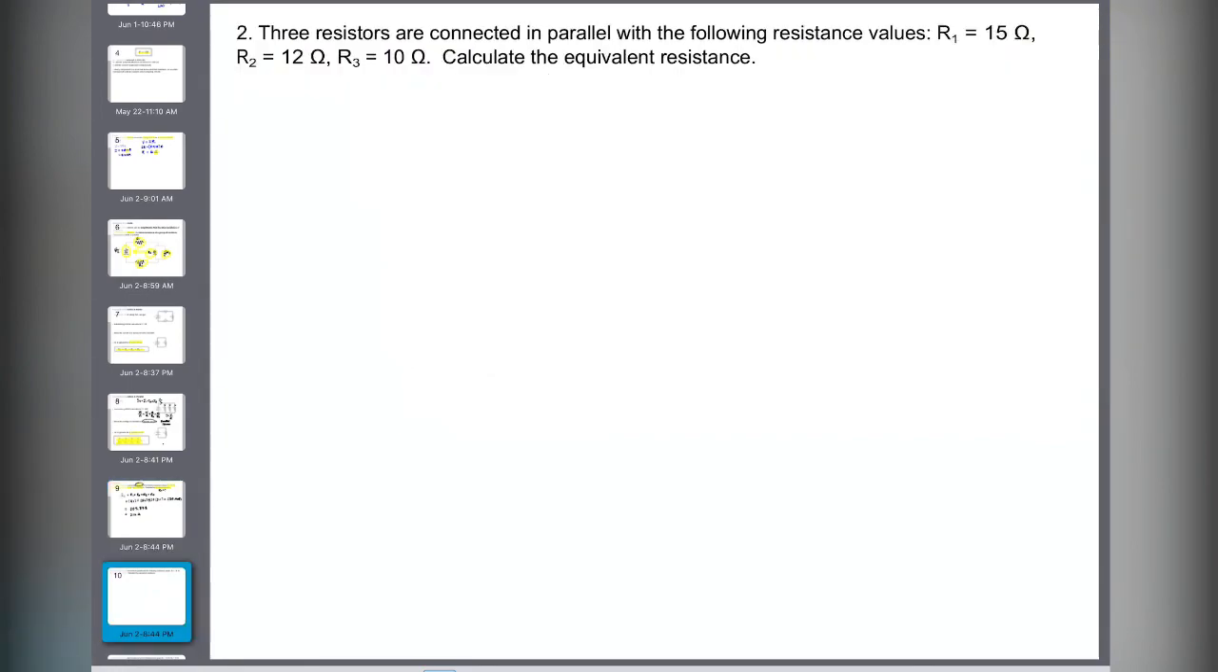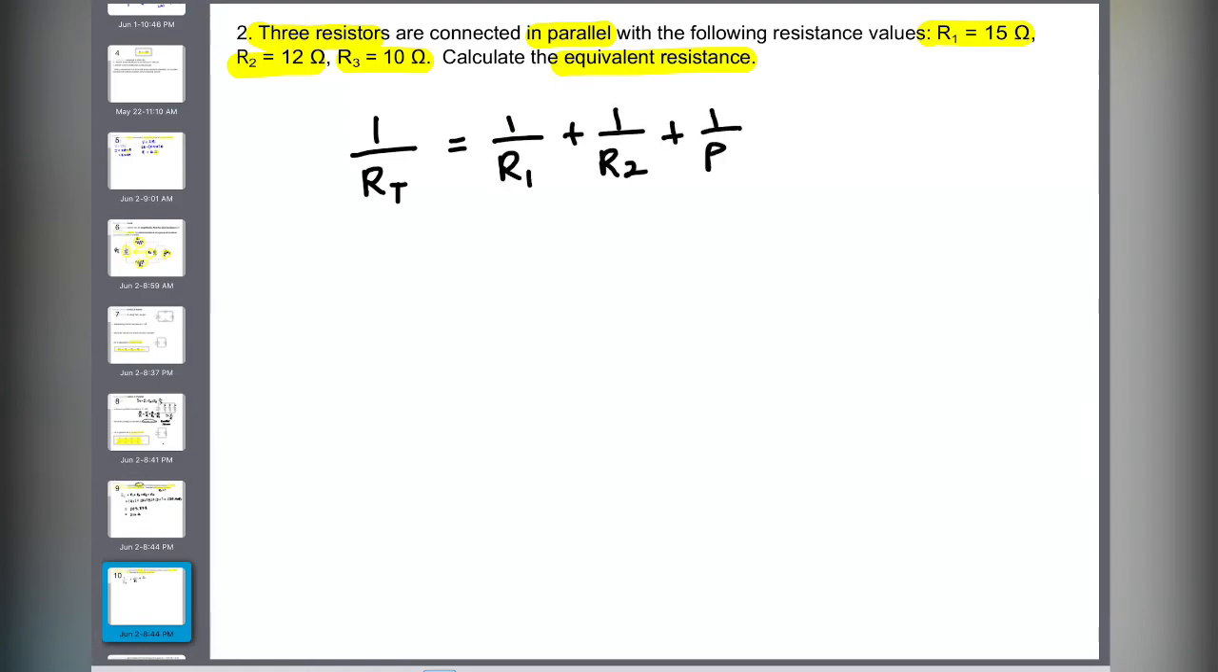Okay, the next one is 3 resistors that are connected in parallel. Each of the resistors is given to you, and they want you to calculate the equivalent resistance. Knowing that we're talking about a parallel circuit, the equation for the resistance is 1 over RT, it's the sum of all the inverses. Okay, plug it in. So 1 over RT is 1 over 15 plus 1 over 12 plus 1 over 10.